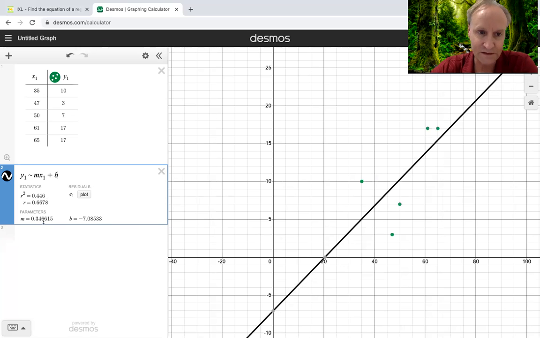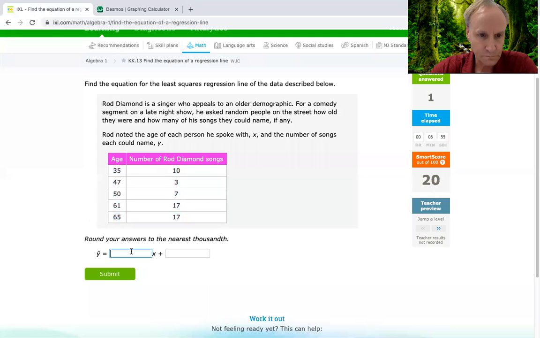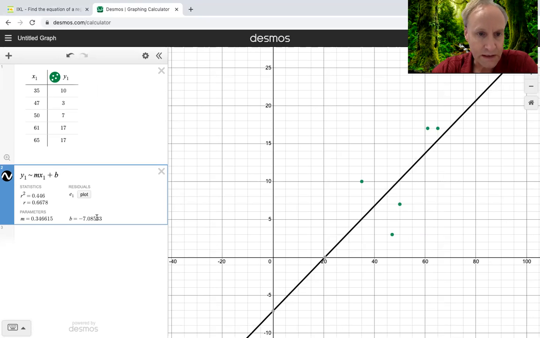0.347. We have to round the 6 up because there's a 6 next to it. 0.347. And I'm in the way again. Let me move myself out of the way one more time. And now my b value, negative 7.085.